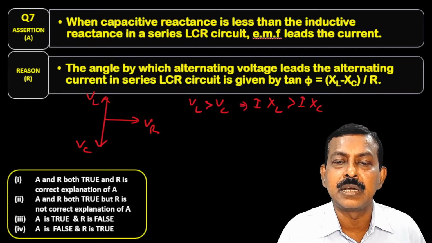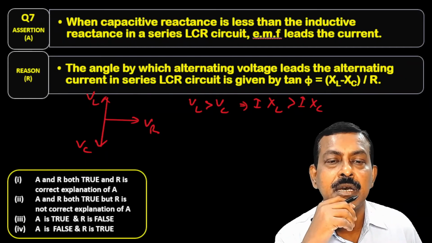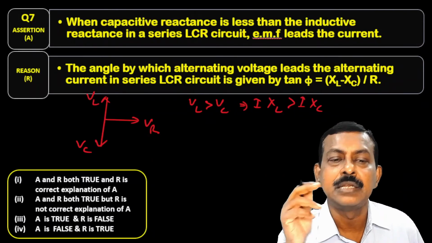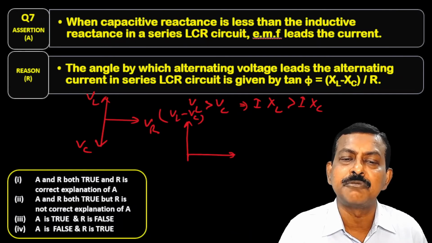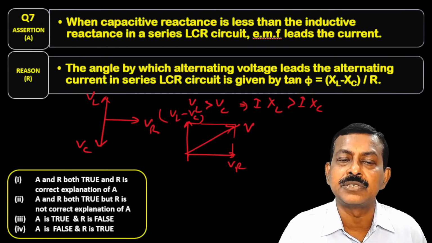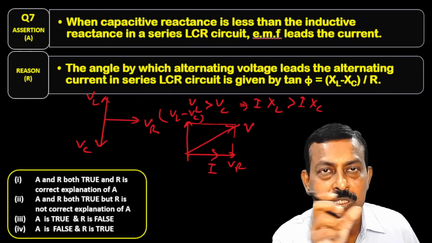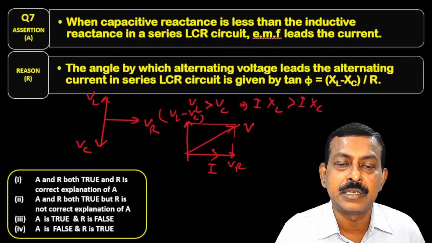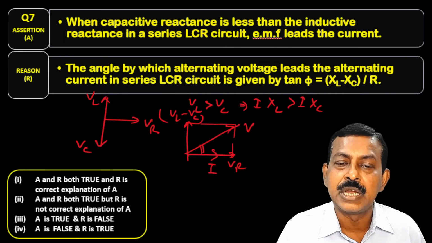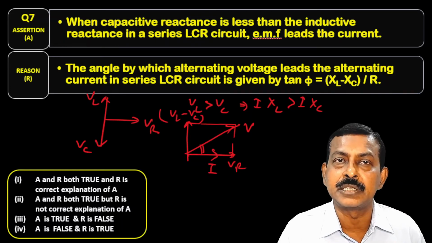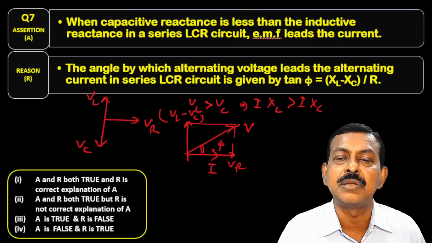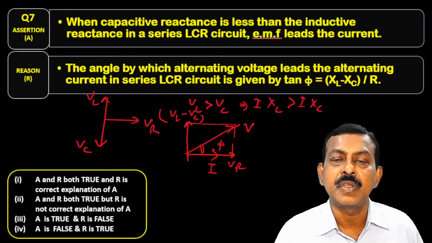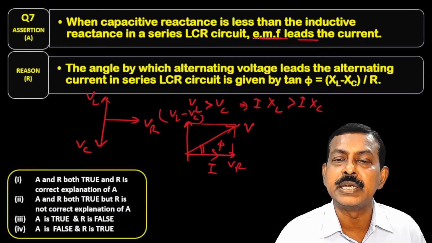So we can take this XC is less than inductive reactance XL. So in that case, VL minus VC will have some positive value. This is your VR, and the resultant of that, the net voltage, is this. Current is in the direction of the voltage across the resistor. So here, this is the angle between the voltage and current in a series LCR circuit. Now you can easily see that this voltage will be leading the current by some angle, say phi. So the statement that the EMF leads the current is true.